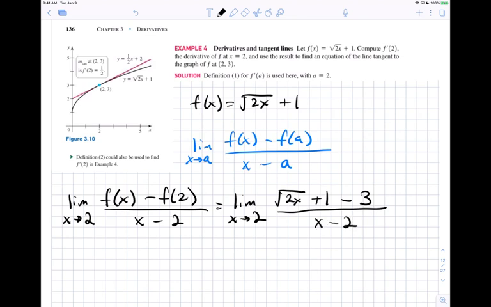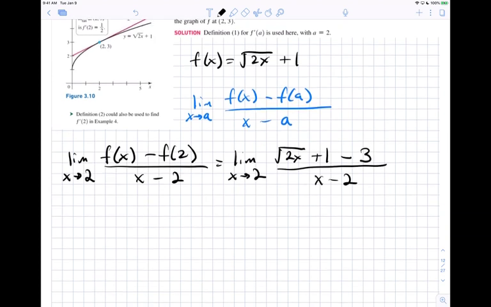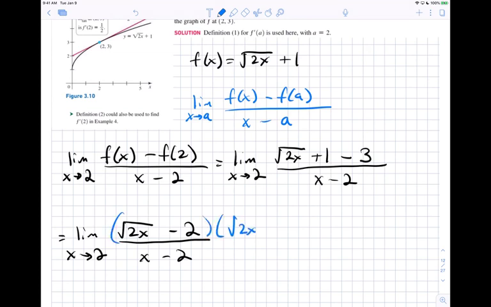Let's see, can we rationalize or use the conjugate? I'm thinking conjugate here, right? So we have the limit as x approaches 2 of the square root of 2x plus 1 minus 3 over x minus 2. Let's multiply the top and the bottom by the conjugate and see what happens. The conjugate in this case is the square root of 2x plus 1 plus 3. All right, let's just do this and see what happens.